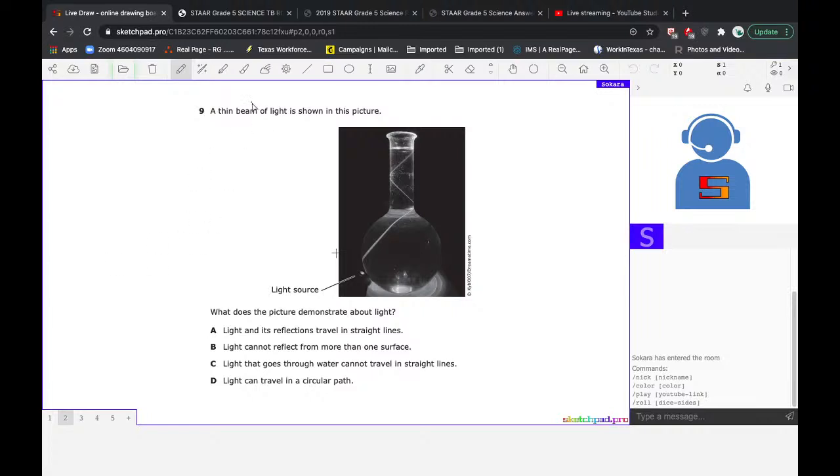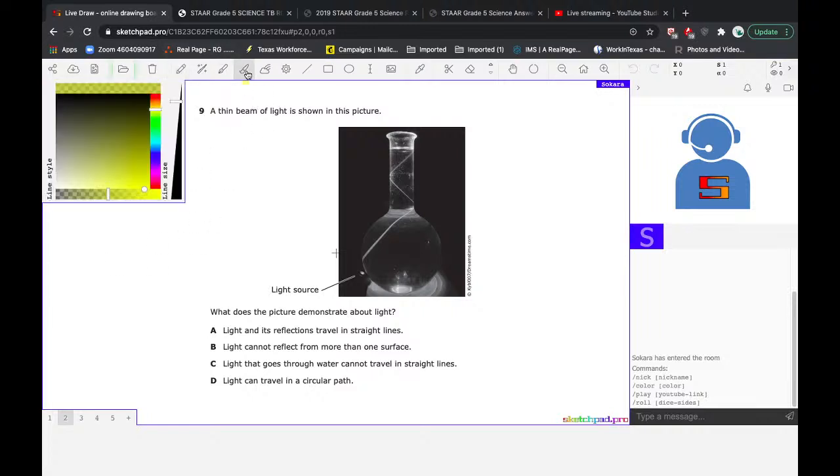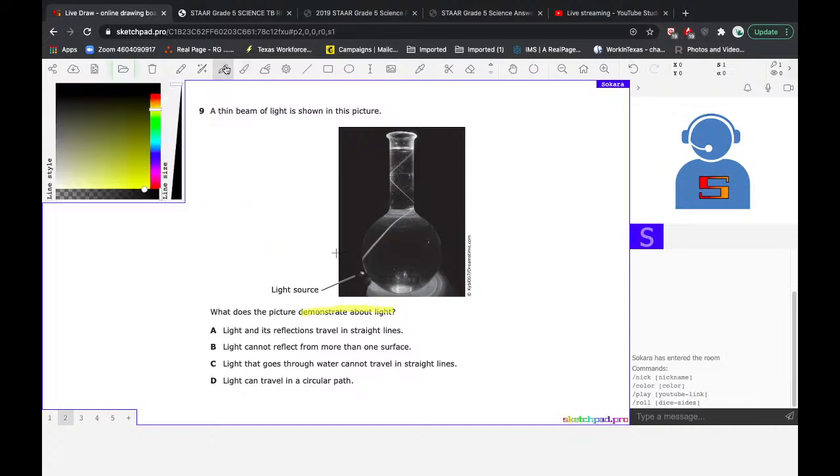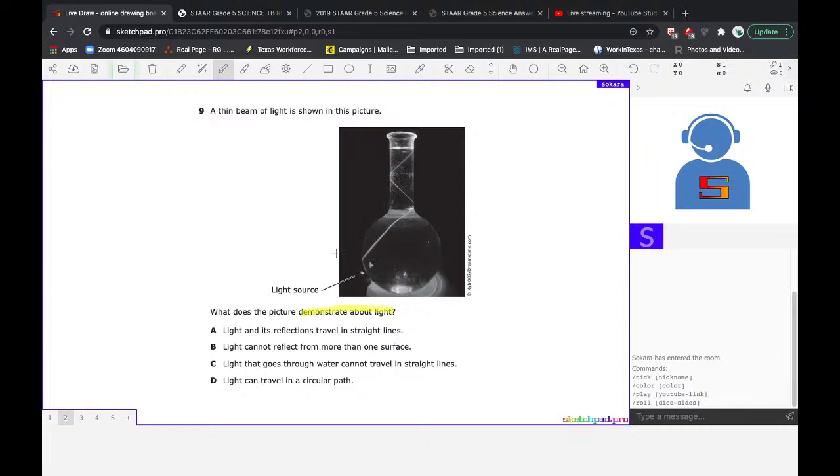All right, so as always, let's highlight our key information. It's asking us: a thin beam of light is shown in this picture. What does the picture demonstrate about the light? That's what we want to know. Let's check this picture out. Here's the light source, and then it's shining on this beaker type thing storing water.